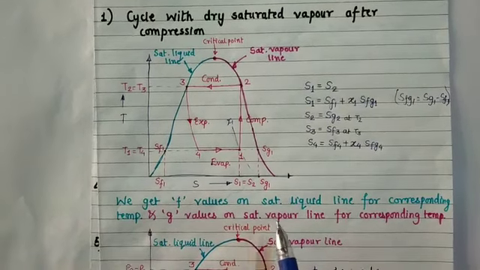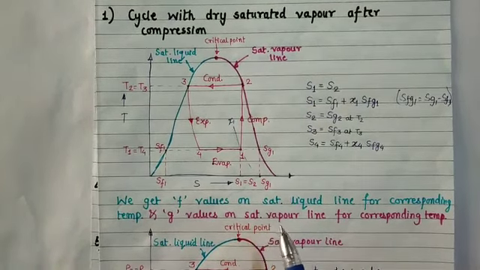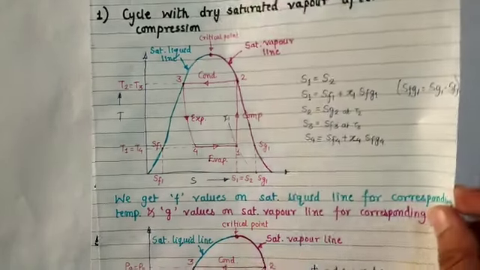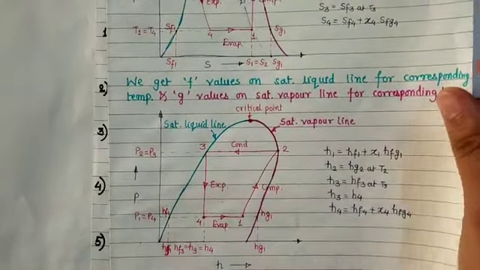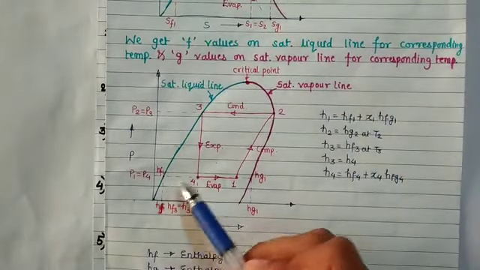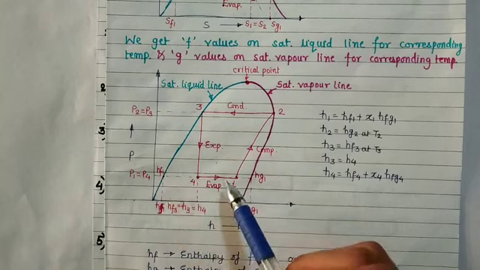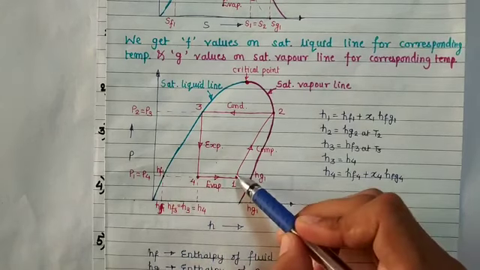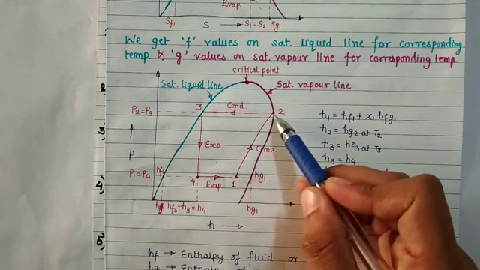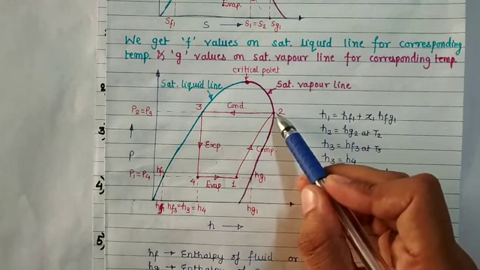So this statement is applicable either to TS diagram or to pH diagram, both. So next is the representation of the same on pH diagram. I have represented the whole process on pH diagram as well. We can see that process 1 to 2, isentropic process, is compression. Point 2 we are getting on the saturated vapor line.